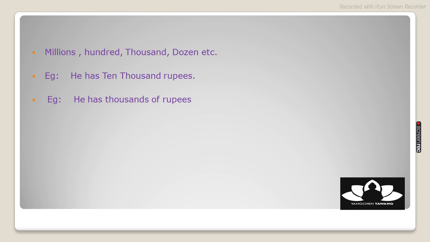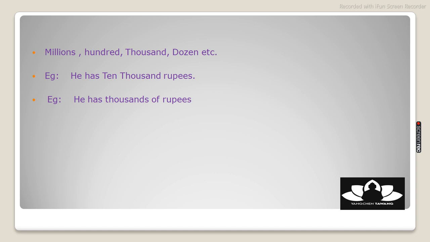If we talk about a particular amount, suppose you see in the example, I have written that he has 10,000 rupees. When we denote a particular amount, we will use thousand there. But in the other example, if we do not mention any particular amount, then he has thousands of rupees. Here you will use thousands in place of thousand.